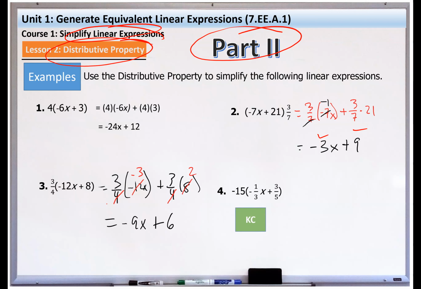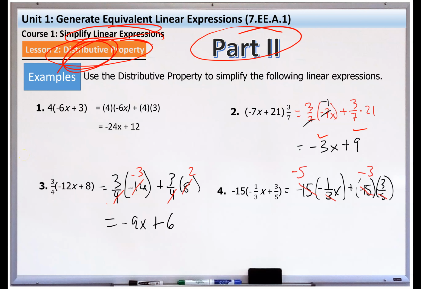Number 4. Again, we cannot combine negative 1/3 times some number x plus 3/5. So the best we can do to simplify this expression is to distribute the negative 15. So we multiply negative 15 times negative 1/3 x. We multiply negative 15 times 3/5. And then we simplify before we multiply.